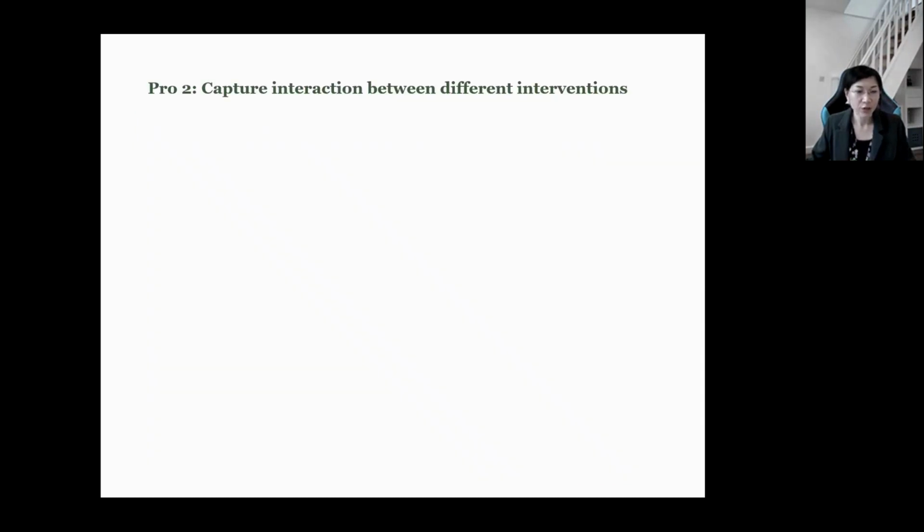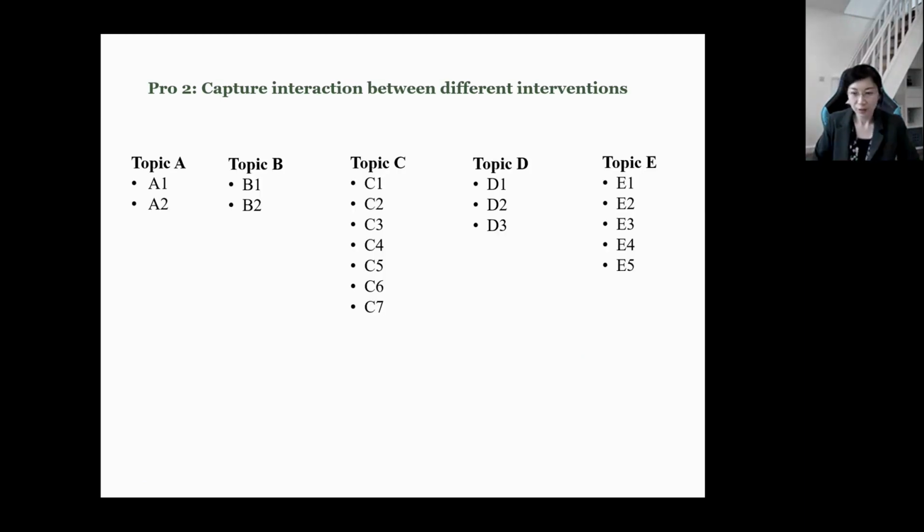The second advantage of my whole disease model is that it can capture interactions between different interventions. For example, if we assume that the 5 topics that I presented in the table just now cover the entire care pathway for schizophrenia services, then A1, A2, B1, B2 are the interventions covered by each topic.